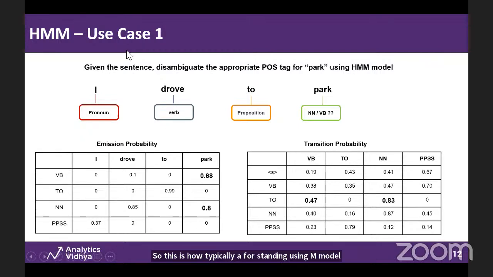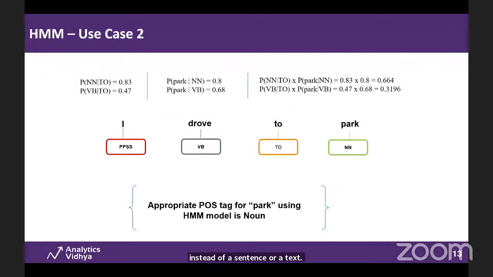But there can be scenarios where we are dealing with sequences. In the gene prediction example which I mentioned earlier, we will be dealing with sequences instead of a sentence or a text. So let us look at that example now.